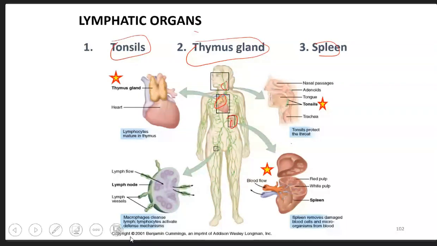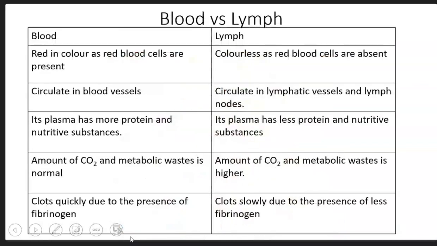So in the next slide, this table shows you the difference between blood and lymph. You should know what the differences are. Okay, what are the differences between blood and lymph? Blood, obviously, is red in color as red blood cells are present.